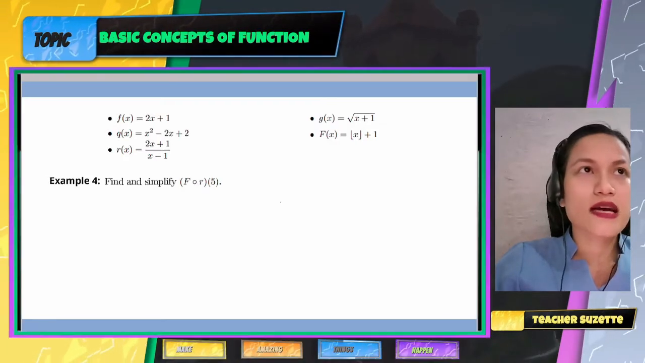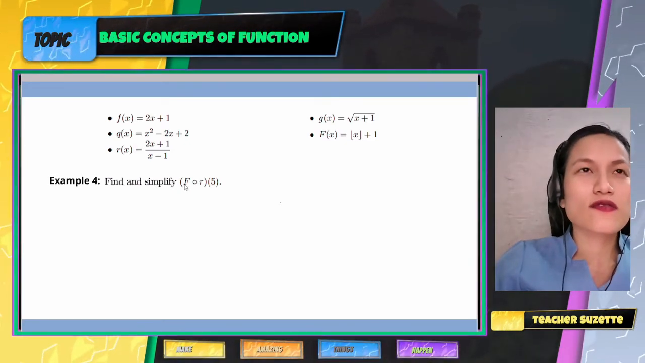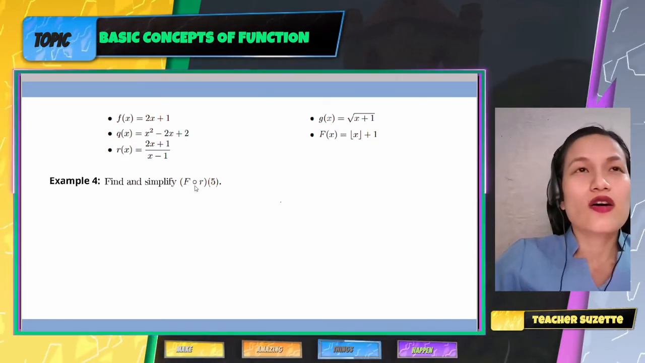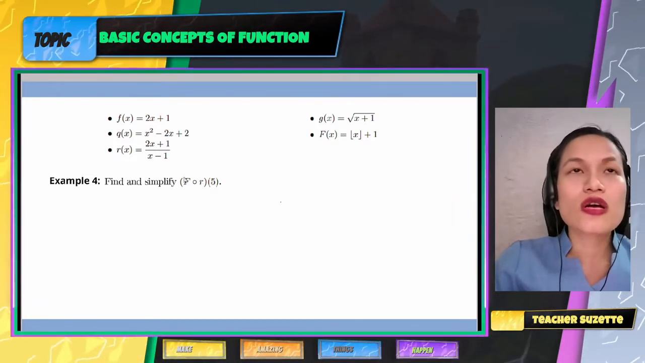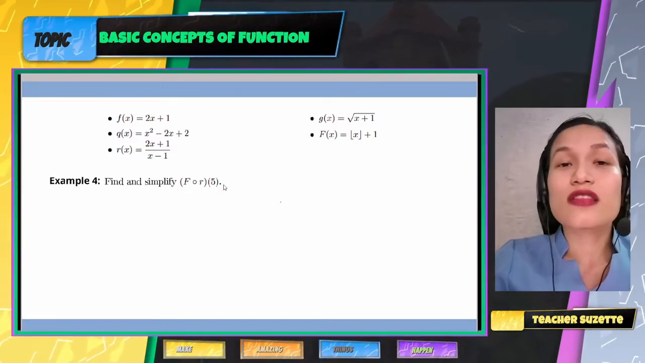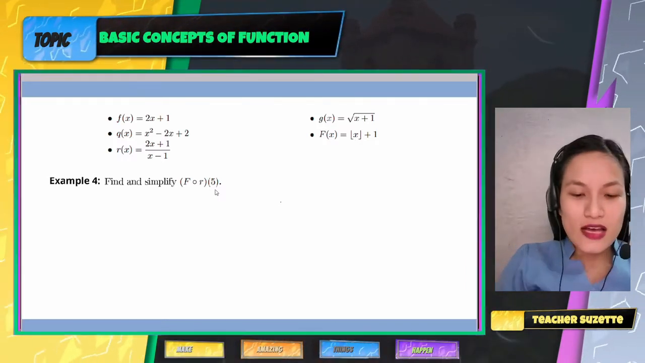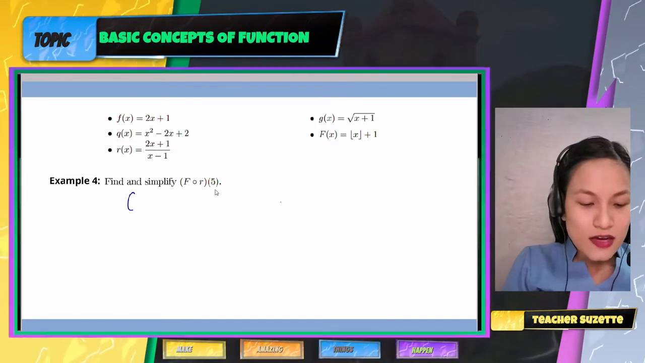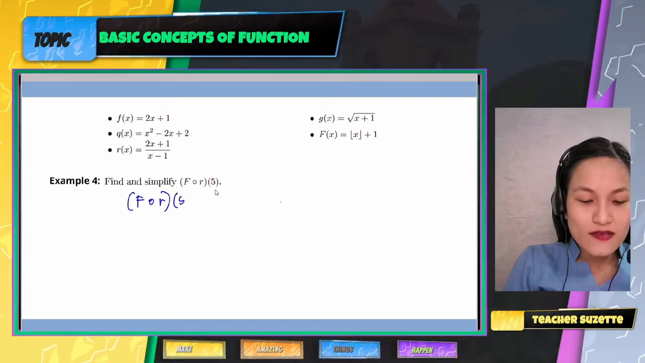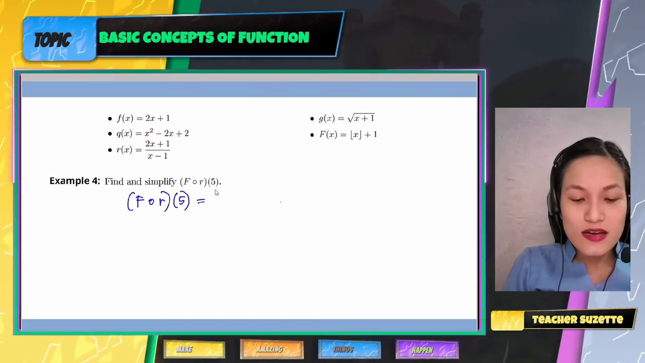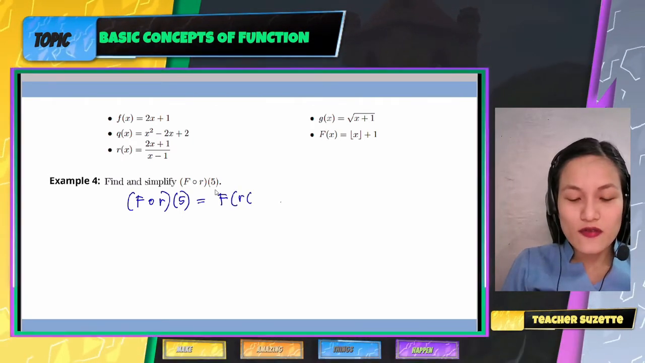Have this last example. So, we are going to find and simplify the composite function of capital F with R of 5. So, dito, magko-composite function tayo tapos magkakaroon din tayo ng evaluation kasi ang ating x is naging 5 na. So, una, alam naman po natin na the function of f with r of x or 5 is equal siya sa function of r, the function of f of r of 5.